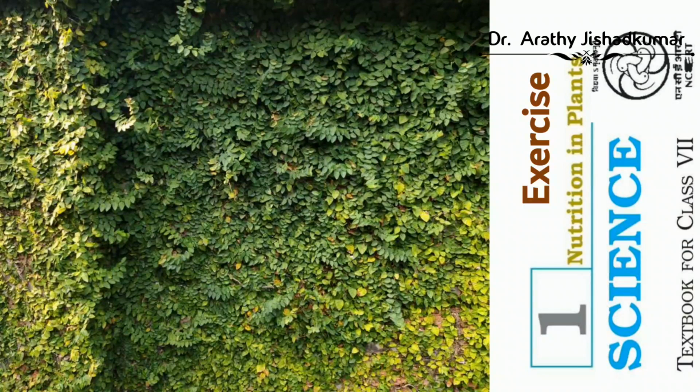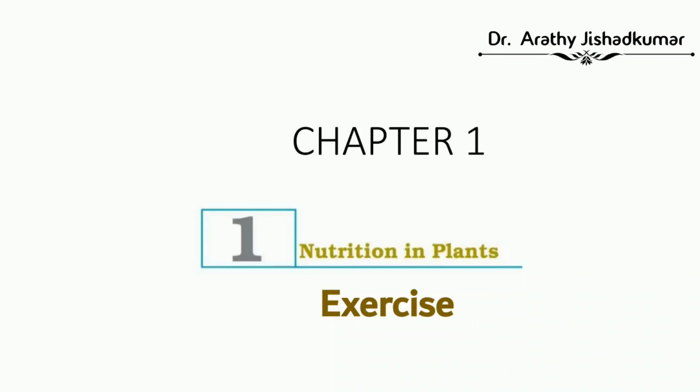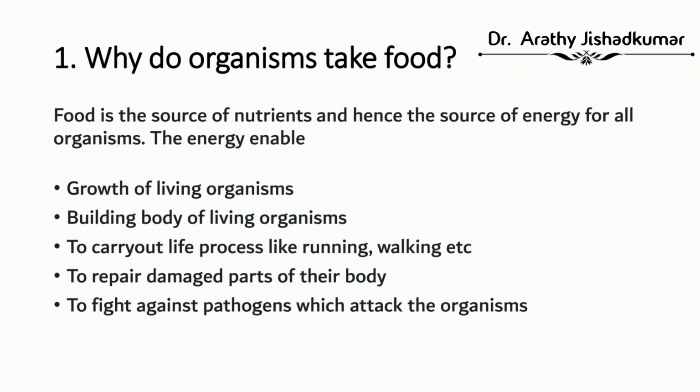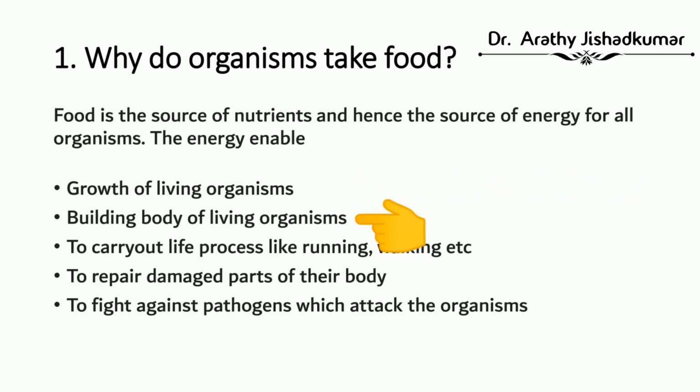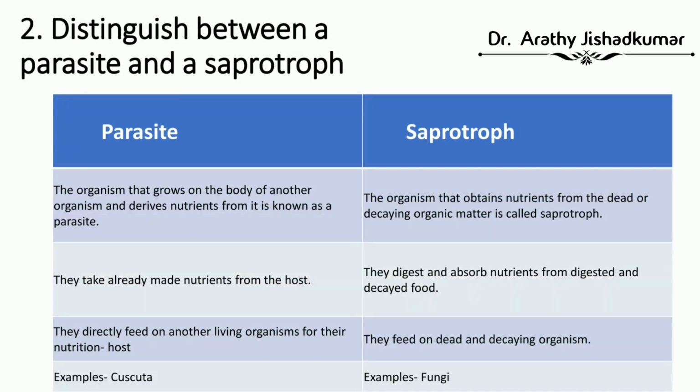Let's discuss the exercise in chapter Nutrition in Plants. The first question is, why do organisms need food? Food is the source of energy, and living organisms need energy for their growth, building of the body, and to carry out life processes like running, walking, etc. The body needs energy also to repair body damage and to fight against invading pathogens or disease-causing organisms.